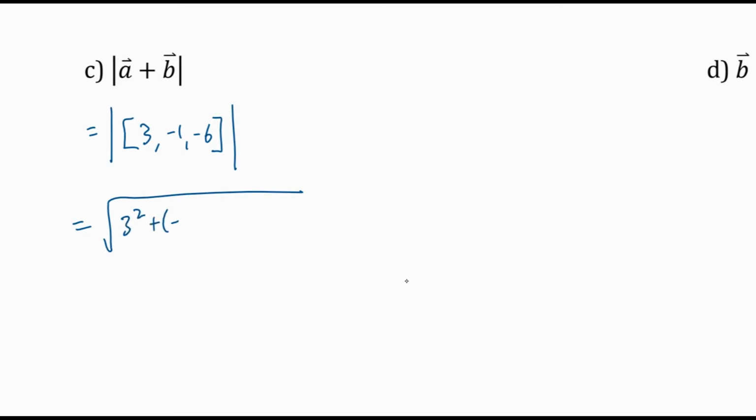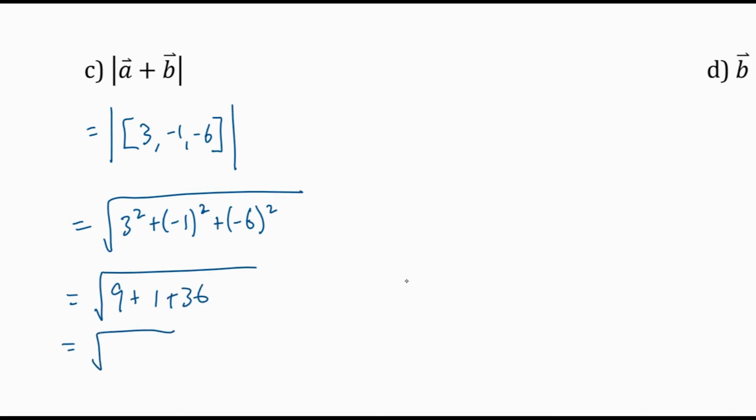If you're ever supposed to be talking about a vector and you write it with round brackets, oh boy, that's a problem. Okay, we're really picky about that. So make sure you're using square brackets for vectors, round brackets for points. So that's 9 plus 1 plus 36, which is root 46.